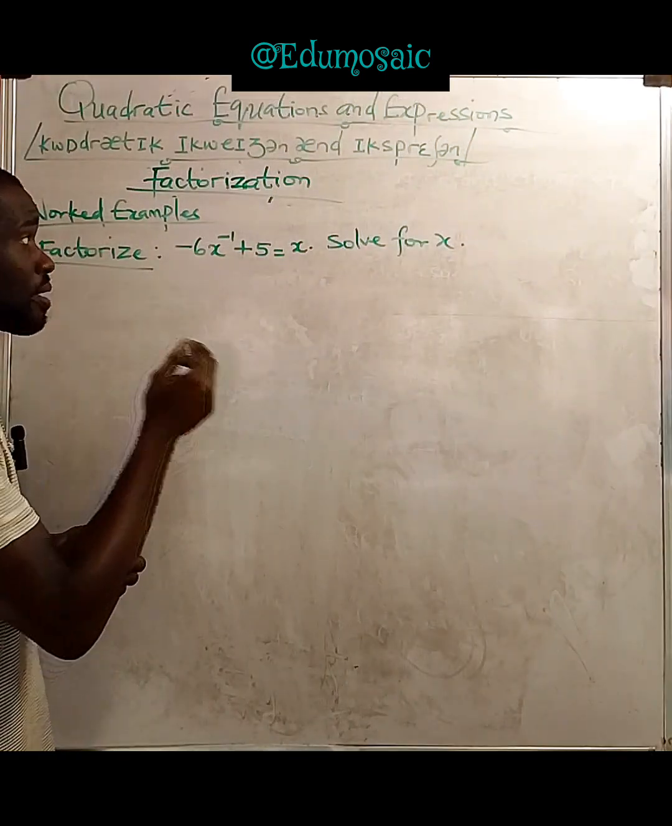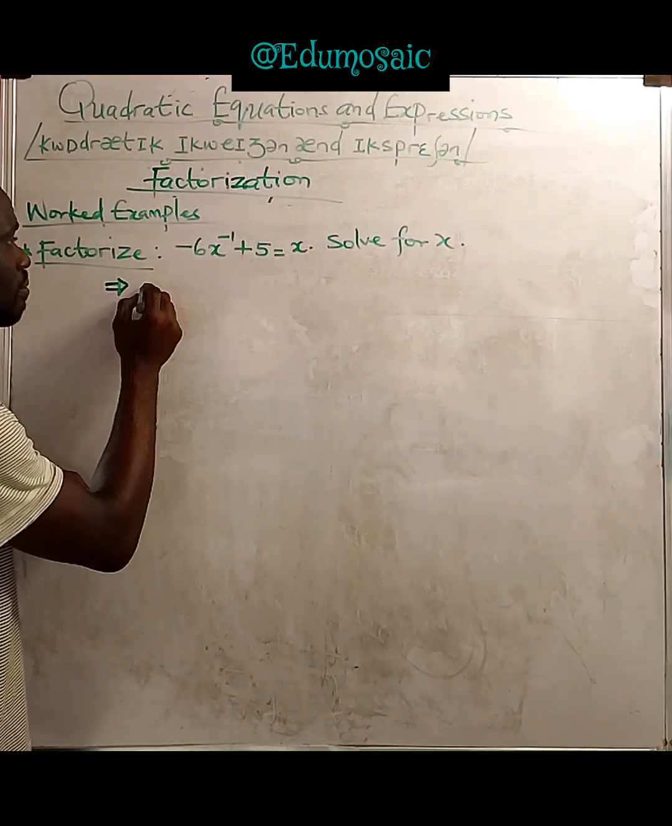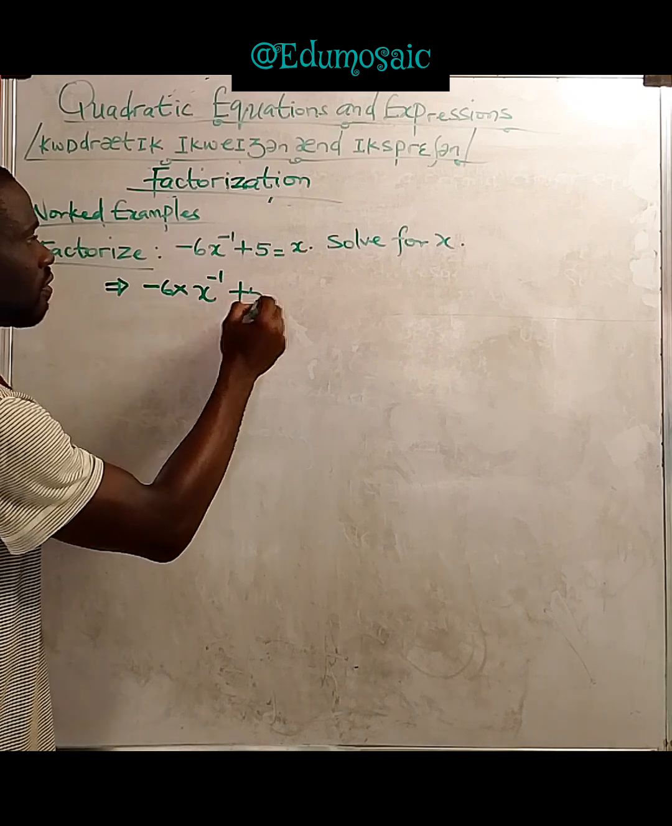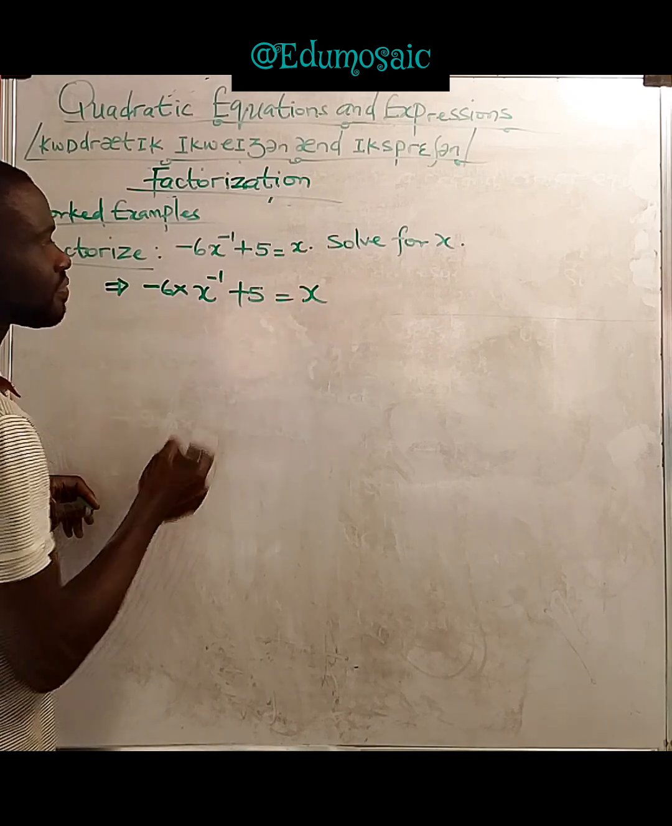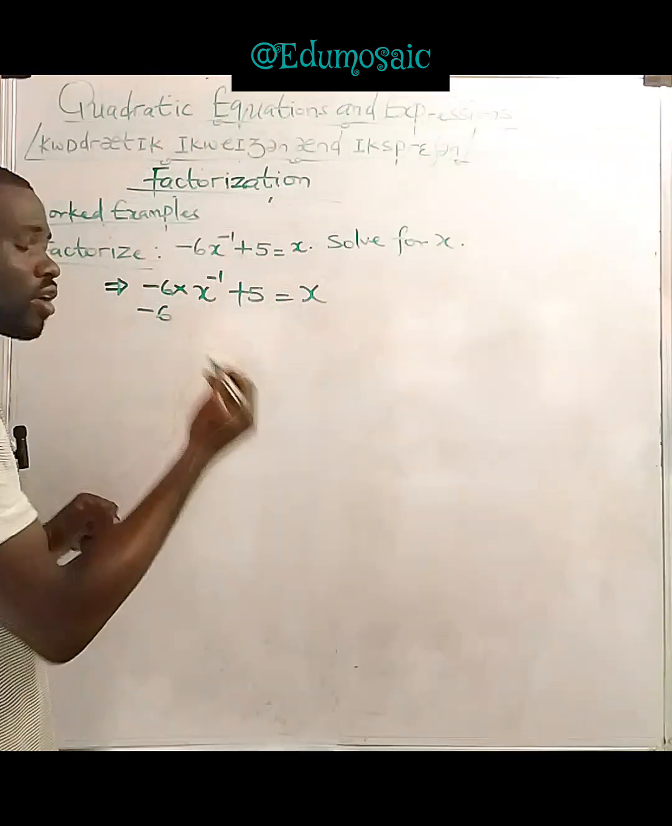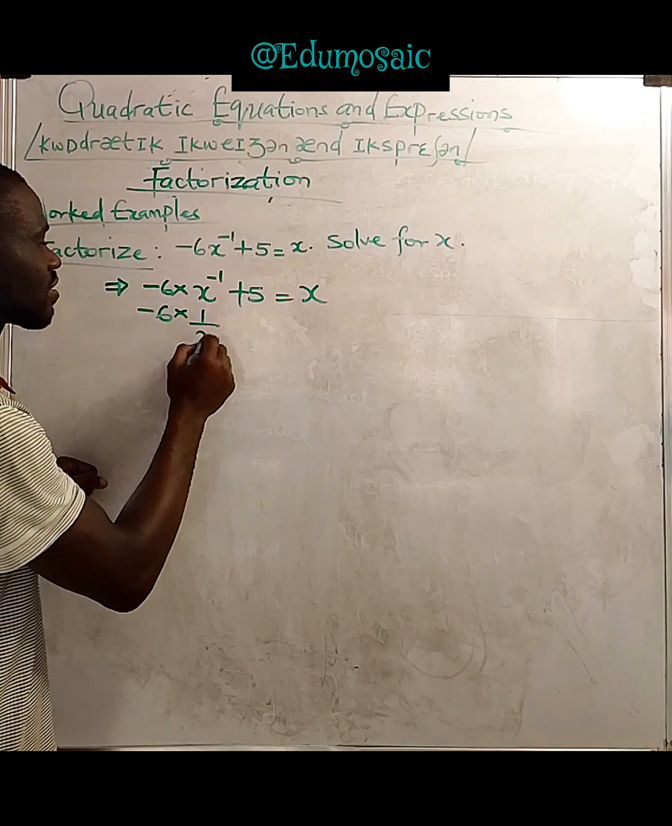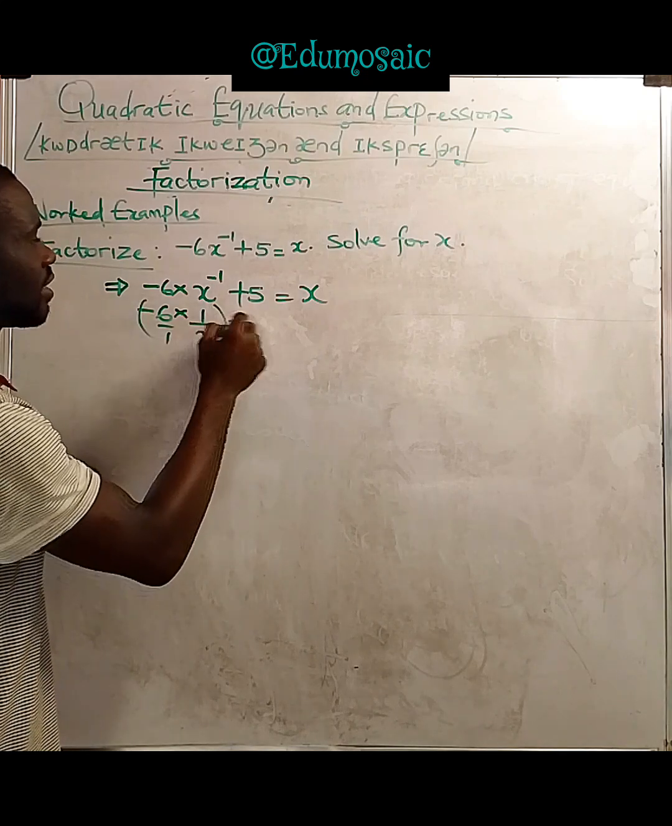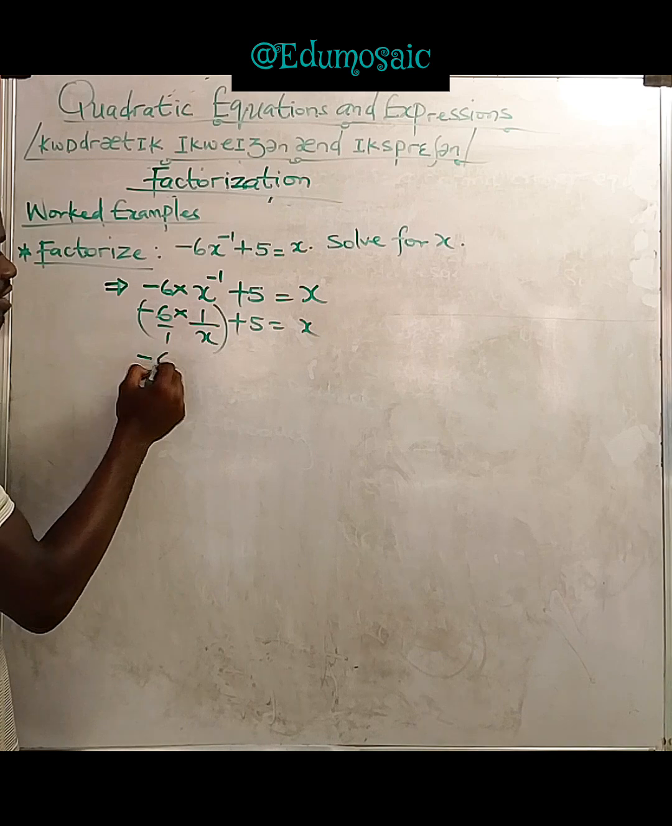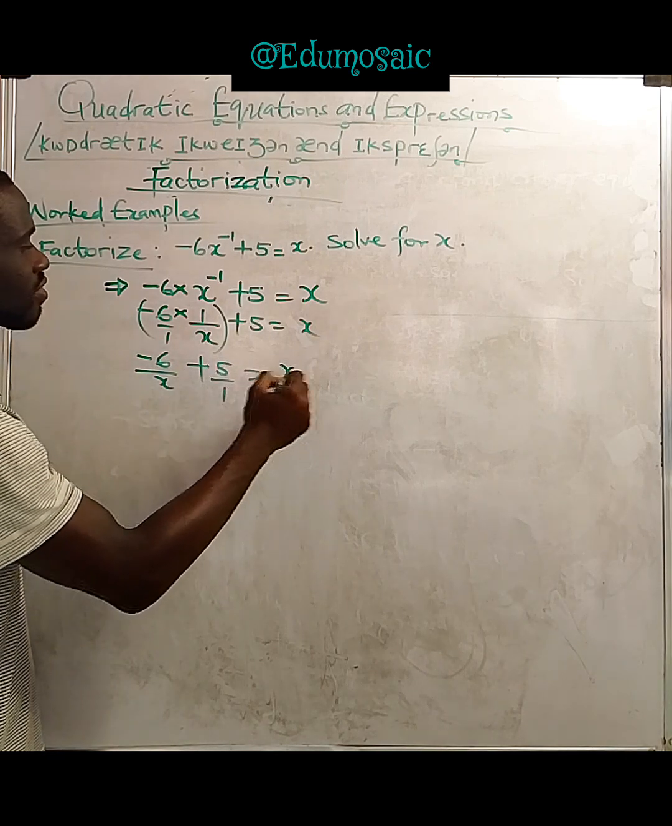So this is minus 6x to the power minus 1 plus 5 equals x. So let's rebrand this. What do we have? This is minus 6 times x to the power minus 1, plus 5 equals x. So don't forget your laws of indices. You need good knowledge of indices to understand this 100%. This is minus 6 times 1 over x, then plus 5 equals x. So minus 6 times 1 is minus 6 over x, plus 5 over 1 equals x over 1.